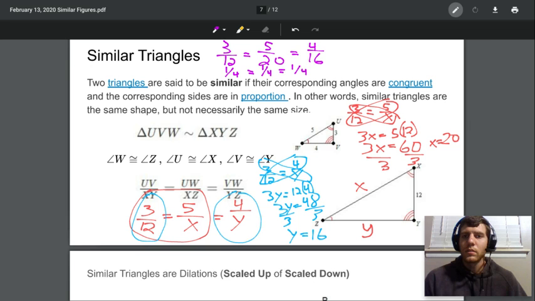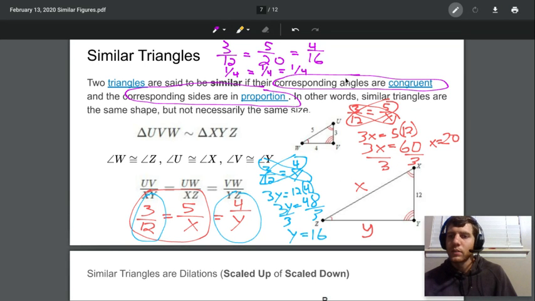For similar figures, this is what our side ratios are going to look like. They should all be equal. The ratios are equal, so sides are proportional. And then the other piece is that our angles were congruent, meaning they have the same measure, and the corresponding sides are proportional.